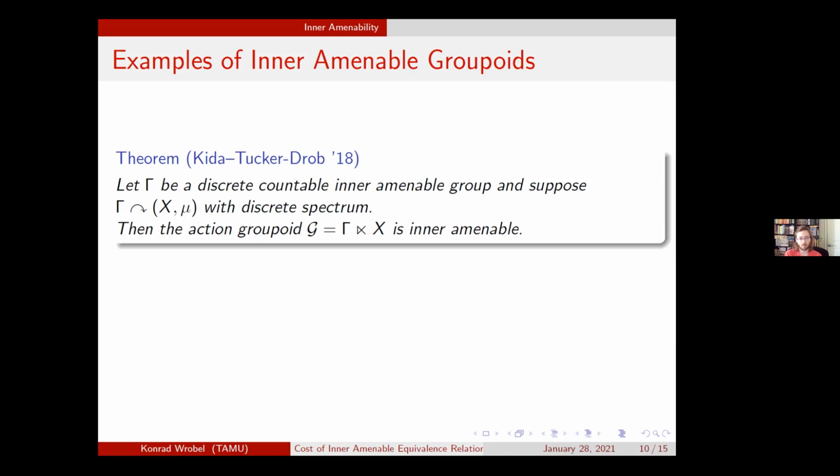Okay. That's all I wanted to say about that. But in particular, since we have this nice rich class of examples of inner amenable groups from the previous slide, this gives a large class of examples of inner amenable groupoids.